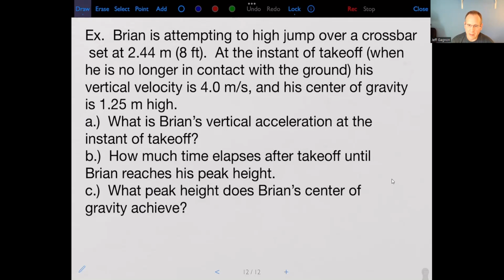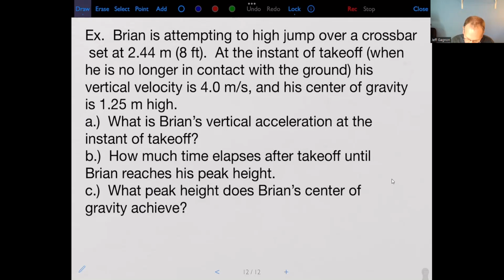Well, in this case, Brian is undergoing free fall motion, right? The only force that's influencing Brian is gravity. We're ignoring air resistance. We're not taking into account the force that the ground exerted on Brian to allow him to jump, because we only care about the way this question is worded. We only care about when Brian's in the air, after he leaves the ground.